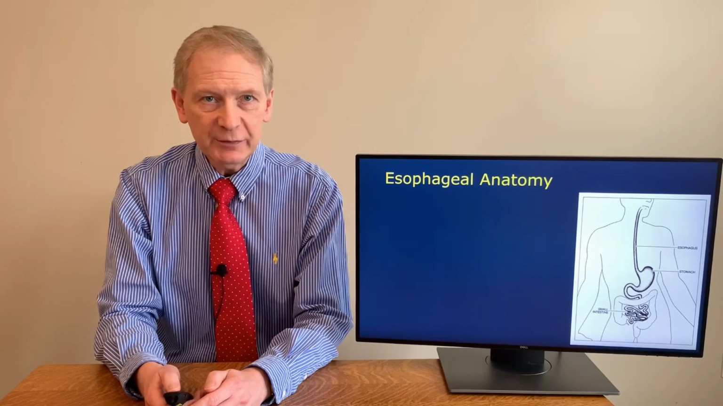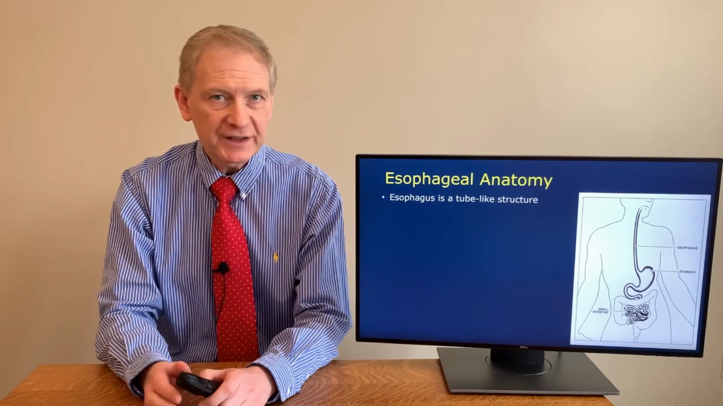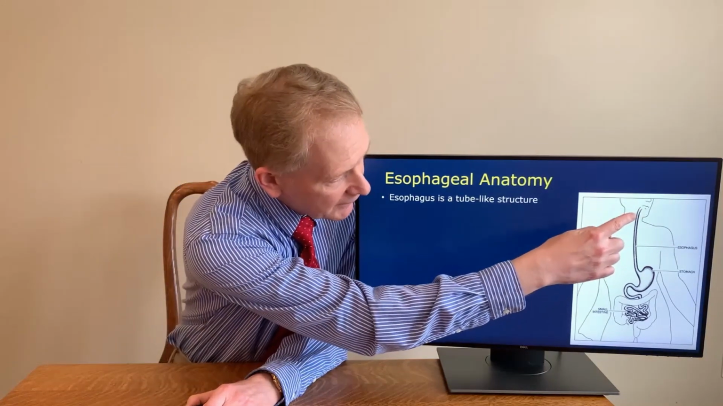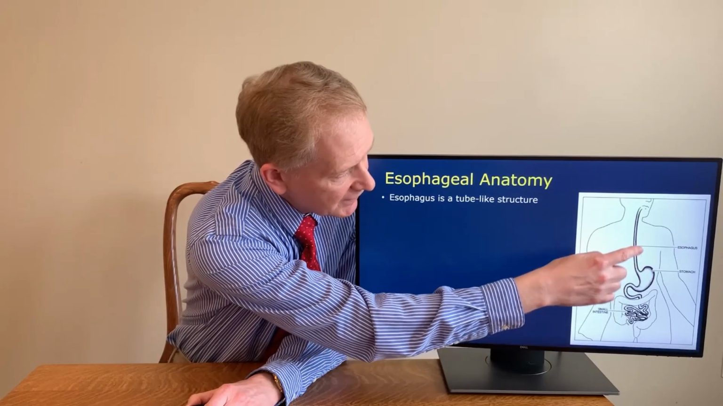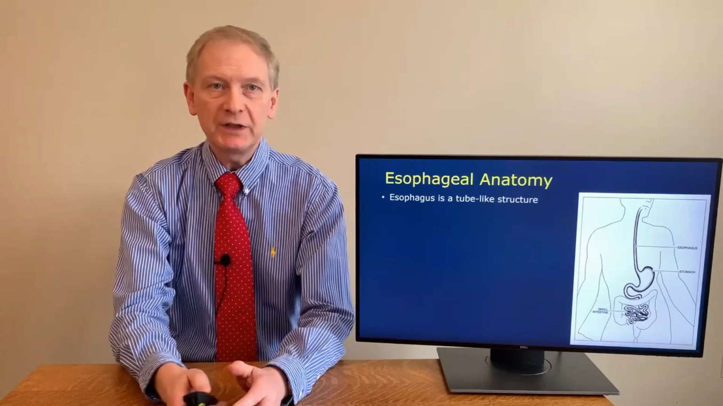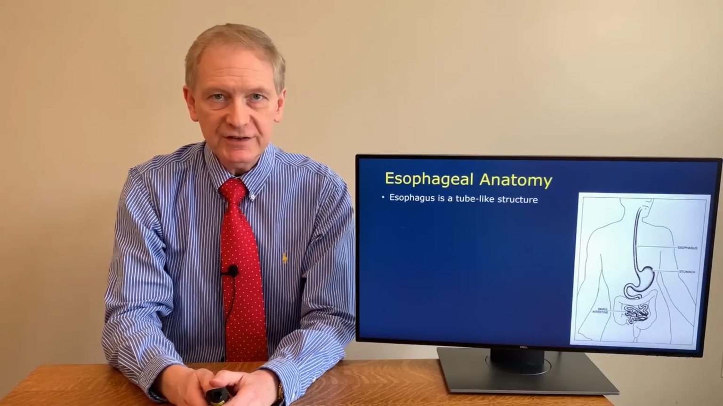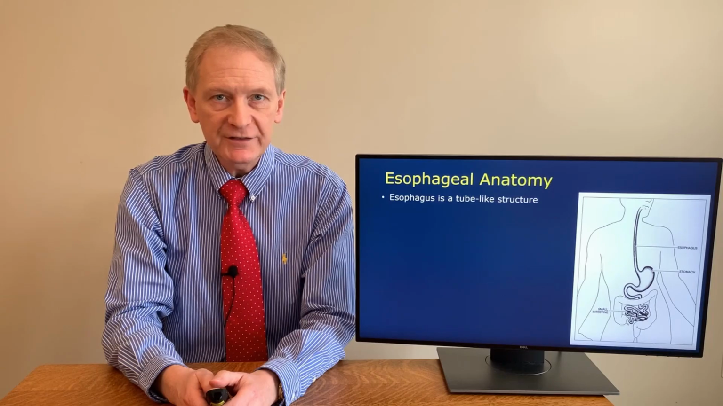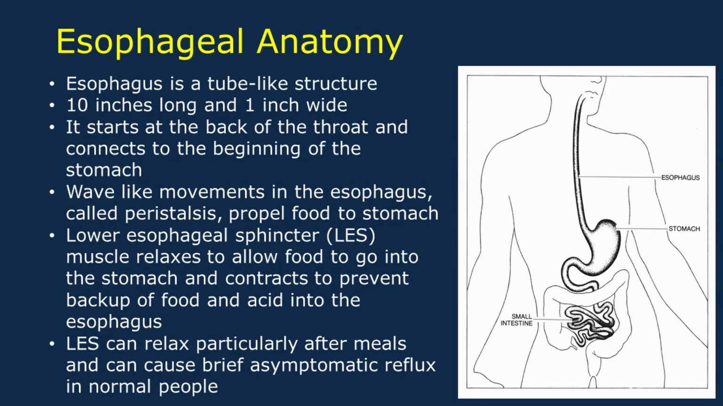This is the esophageal anatomy. When we eat, food is transported from the mouth all the way down here into the stomach. And this section here is the esophagus. It's a tube-like structure, approximately 10 inches long and 1 inch wide, or in metric 25 centimeters long and 2.5 centimeters wide. It connects the back of the throat to the stomach, as you can see on this picture. The esophagus is made of tissue and muscle layers that expand and contract to move the food all the way down into the stomach through a series of wave-like movements which we call peristalsis.